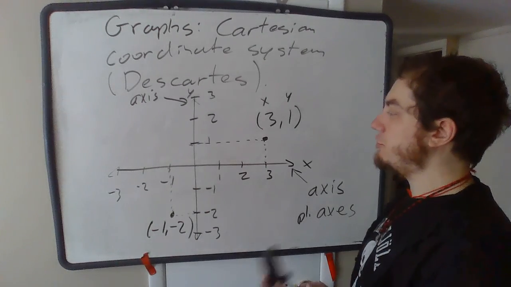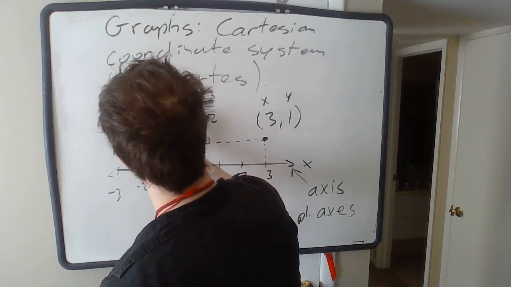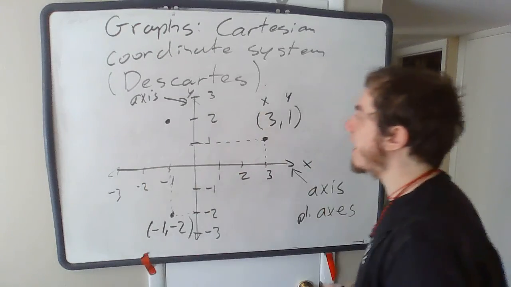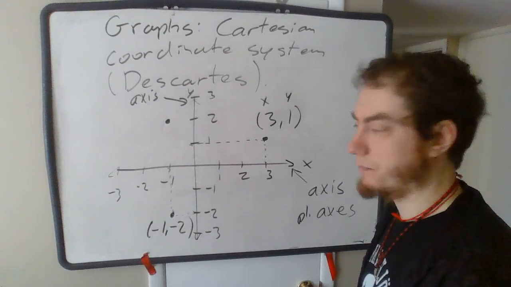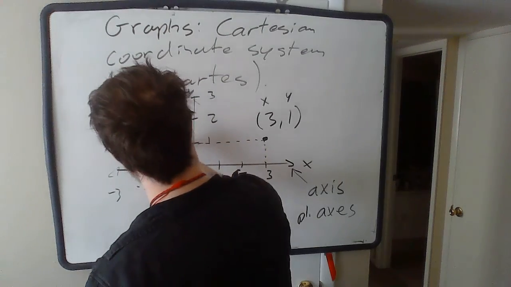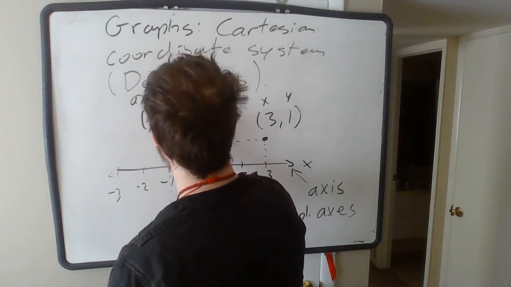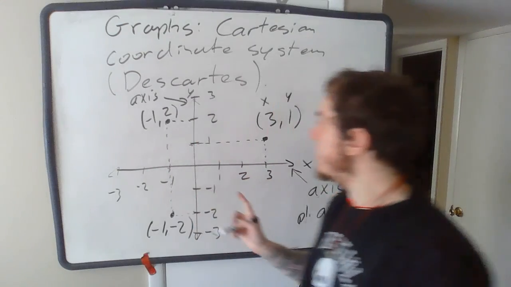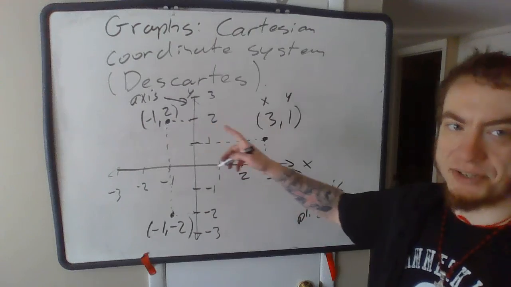Now, just to make sure that you guys are following this, take a moment, pause this, and see if you can figure out how you would describe that point. Okay, were you able to figure it out? So this would be at -1 in the x direction, and it would be at +2 in the y direction. So this would be the point (-1, +2).